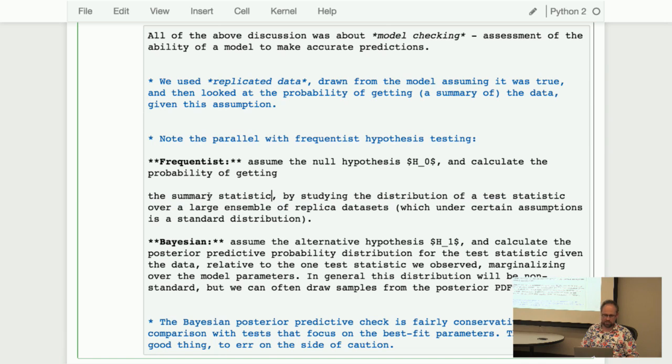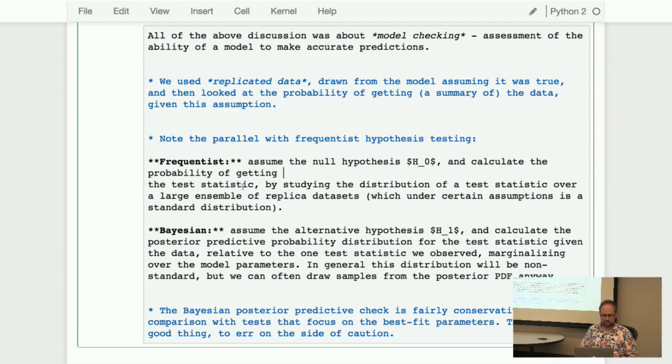Or do I call it? No, I call it test statistic. They're the same thing. Okay. Getting the test statistic by chance. Yeah, well, there's a more extreme one or whatever. By studying the distribution of a test statistic over a large ensemble of replica data sets. Value of the test statistic, right? And I don't think you mean by chance. You're talking about a probability. It's not like anything happening or something. You already specified your null.